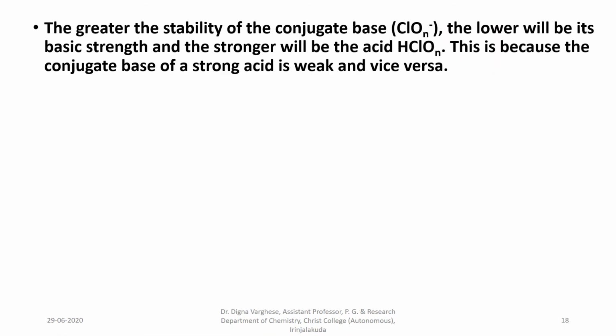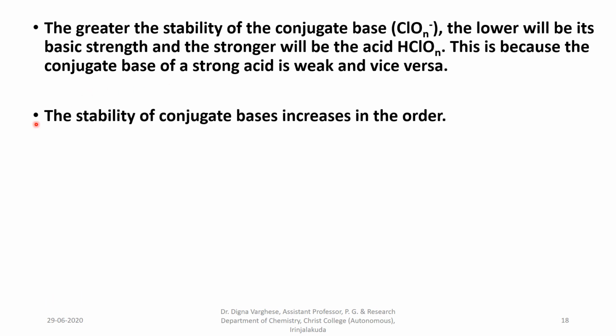The greater the stability of the conjugate base, shown generally here as ClOn minus, the lower will be its basic strength. If the stability of the conjugate base is high, the stronger will be the acid. This is because the conjugate base of a strong acid is weak, and vice versa. If the conjugate base is stronger, the acid will be weaker.